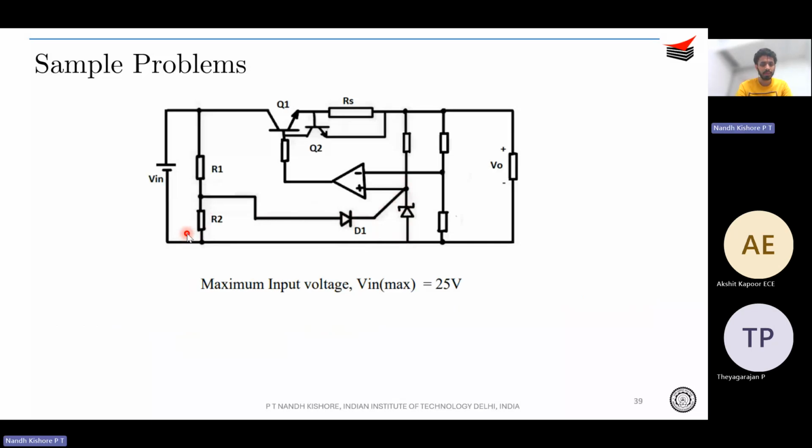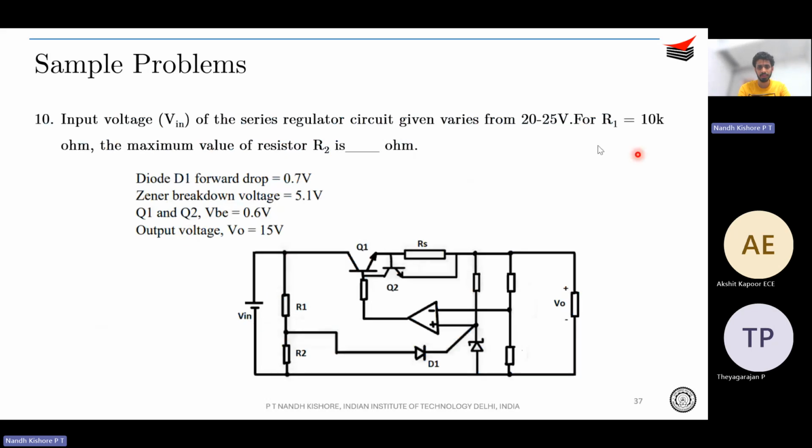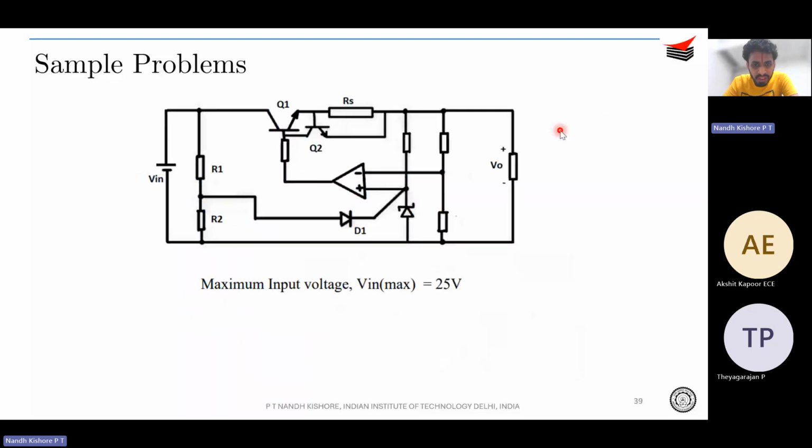So maximum input voltage has been given as 25 volts. If you go back to the question, maximum input voltage is 25 volts. So what is the maximum value of resistor? Therefore, to find out the maximum value of resistor, we are taking the maximum input voltage. So the maximum input voltage is 25 volts.